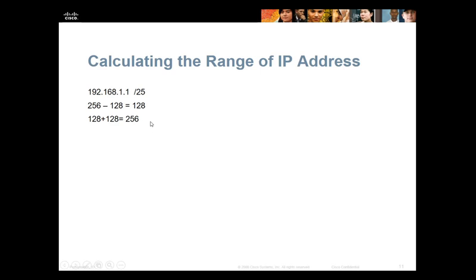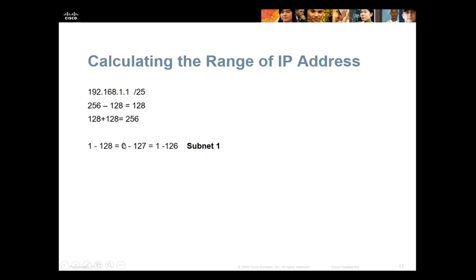Now when we get 256, we calculate the different additions and we call them ranges. Each of those ranges will represent our different subnets. For the first subnet, we are going to have 1 to 128, which in this particular scenario is assumed to be the same as 0 to 127.